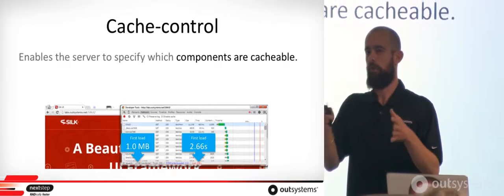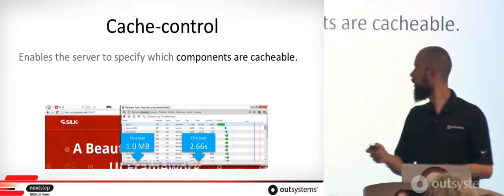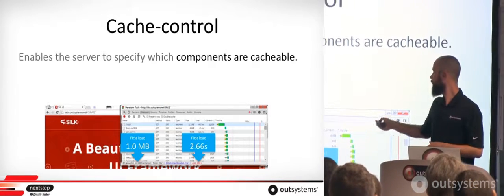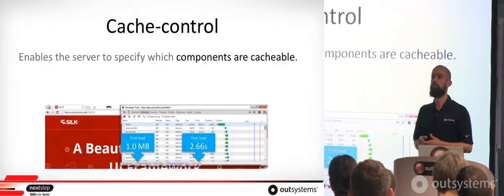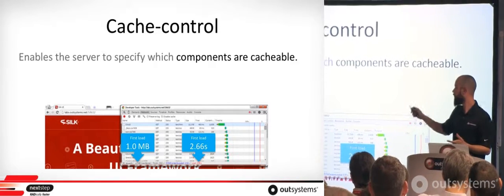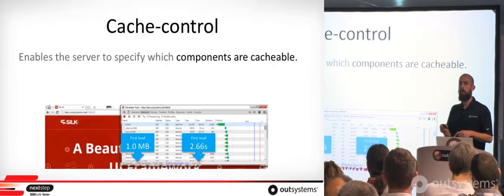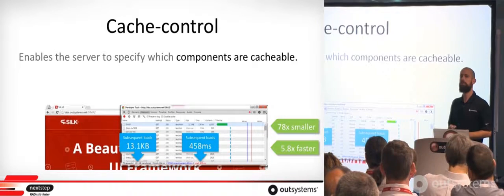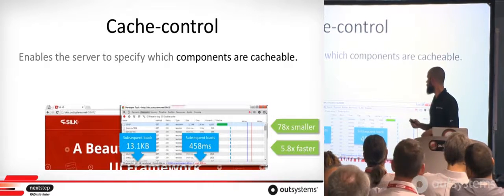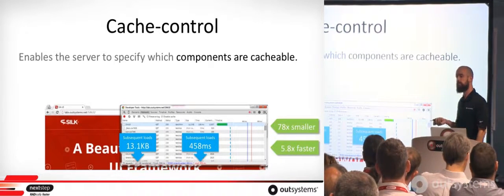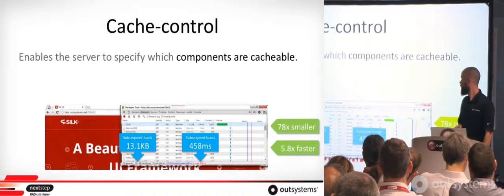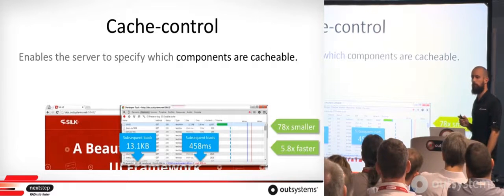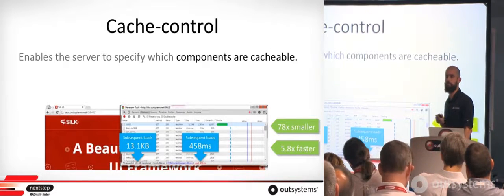So the consequence of that, imagine you have the first load where we are actually downloading 1 megabyte and taking 2 seconds to load the page because we are doing all of those downloads. On the second load of the page, what happens is we are downloading 13 kilobytes and taking almost 500 milliseconds to load the page. So it's much faster and much smaller, the request. So don't forget to check if this is enabled in your server.